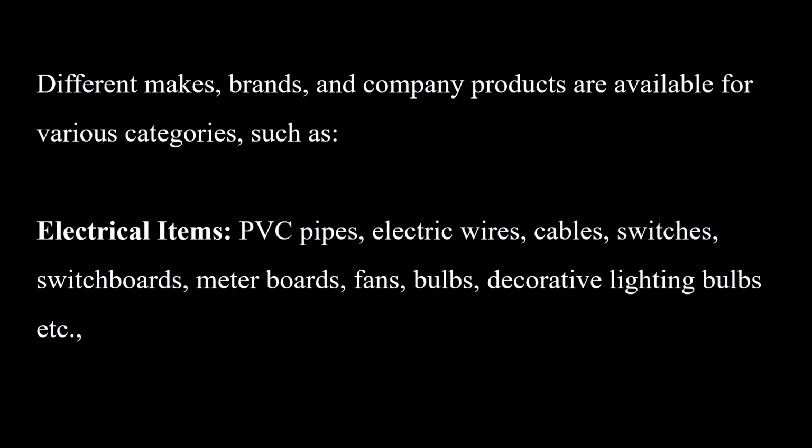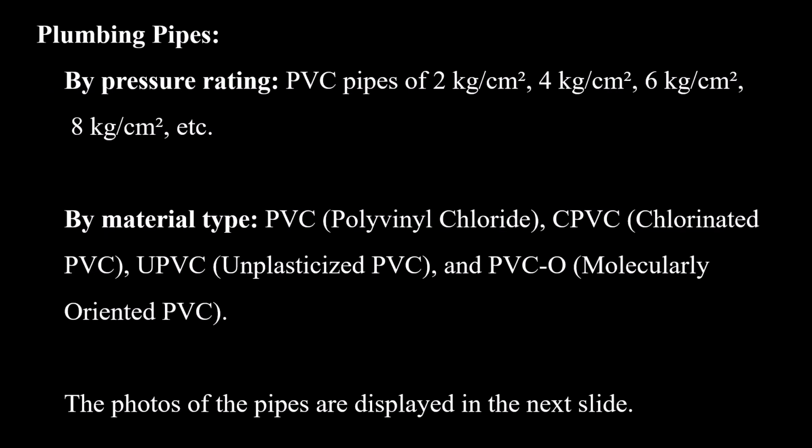Different makes, brands and company products are available for various categories such as electrical items. In this, PVC pipes, electric wires, cables, switches, switchboards, meter boards, fans, bulbs, decorative lighting bulbs, etc. Plumbing pipes by pressure rating, that is PVC pipes of 2 kg per centimeter square, 4 kg per centimeter square, 6 kg per centimeter square, 8 kg per centimeter square, etc. are available in the market.